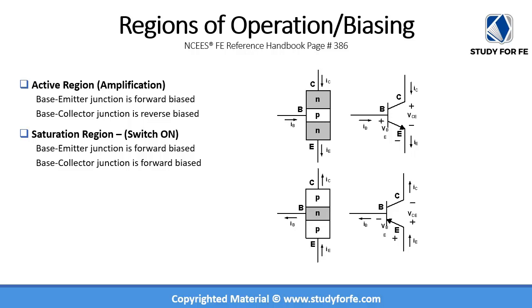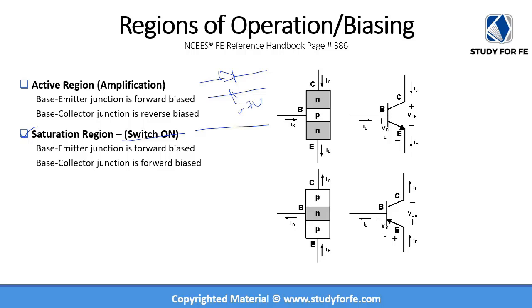The next region is saturation region, which is essentially a switch on. So when it's operating in the saturation region, the BJT acts as a short wire, for lack of a better term, right? This is what we observed in the case of diode. When it is forward biased, it really doesn't offer any resistance. And if it's a non-ideal diode, there would be a 0.7 volt voltage drop.